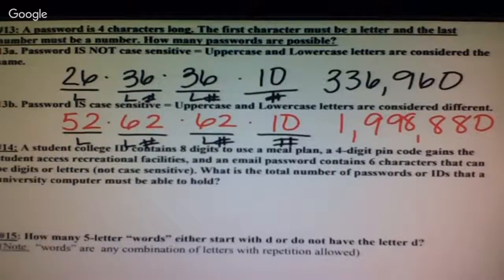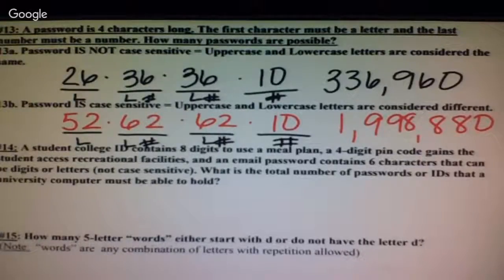Number 14. Everybody gets a lovely code to purchase their food. Just like when you go to the cafeteria and you got to plug in your student ID code, so you know, whatever.